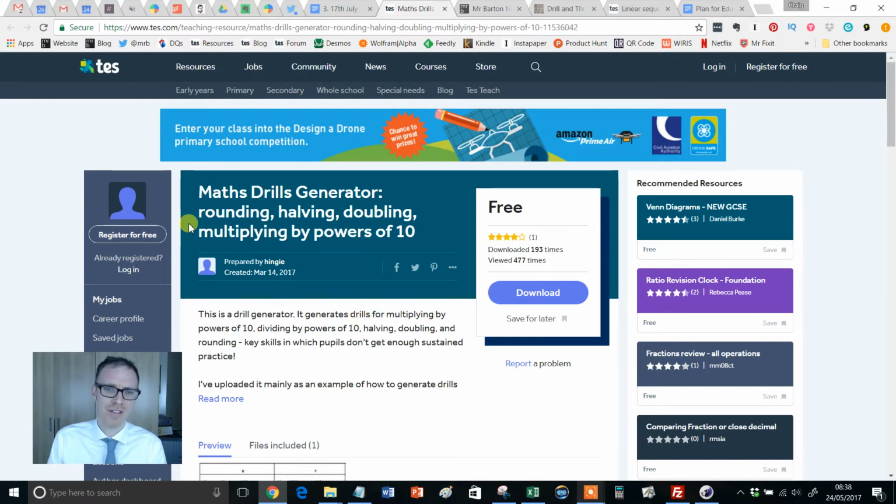It is the Maths Drills Generator, rounding, halving, doubling, multiplying by powers of 10, which has been kindly created by, I'm going to say Hingy, but I've probably got that pronunciation wrong. Now, maths drills have been receiving a lot of attention both on Twitter and in the press and so on for years really, but certainly over the last few months. And a lot of people think, oh, drills, that means rote learning, that's boring, that's not engaging, we don't need it.